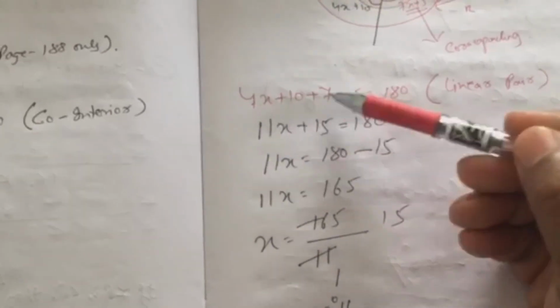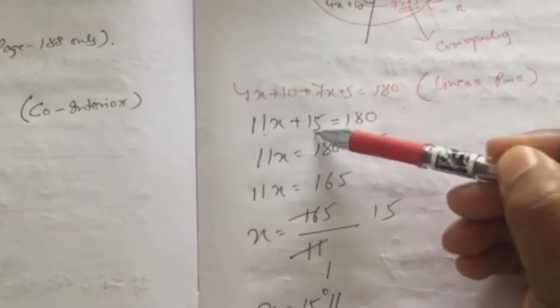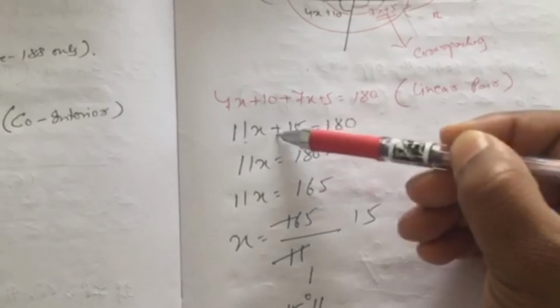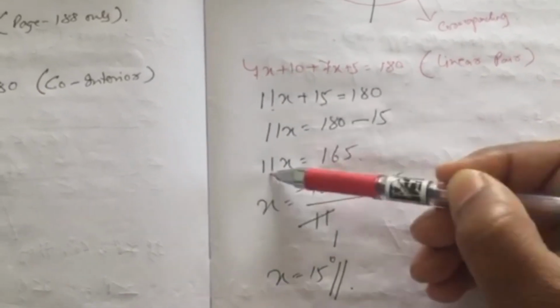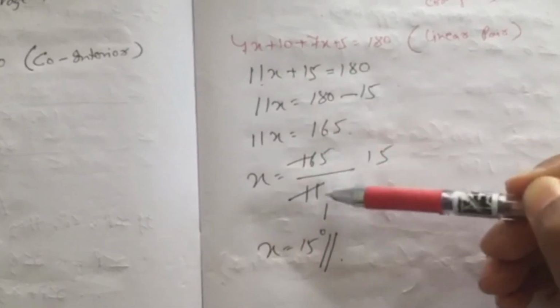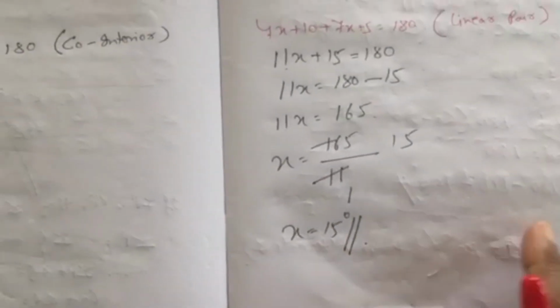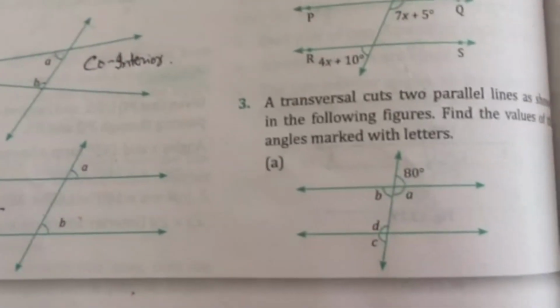Then simply solve. 4x plus 7x is 11x, 10 plus 5 is 15 and 180 is there. Plus 15 goes to the other side, becomes minus 15 and it comes to 165. 11 is here, keep the x alone, 165 by 11 comes to 15. This is the answer. Similarly, for question number 3a, you can solve it from here itself.